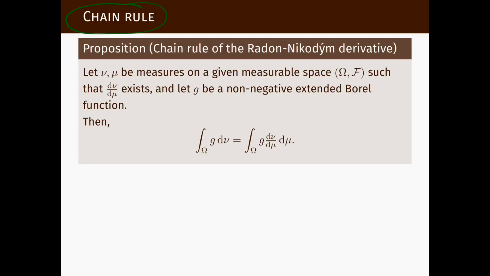We just mentioned that in practice, we can write explicitly one measure as a multiple of another measure through some density, we would be able to do this calculation. Now here it is. Okay. So if we have a Radon-Nikodym derivative, so this is the assumption of this proposition. So we have two measures, mu and nu, such that the density of nu with respect to mu exists. Okay. And now we want to integrate a non-negative extended Borel function.